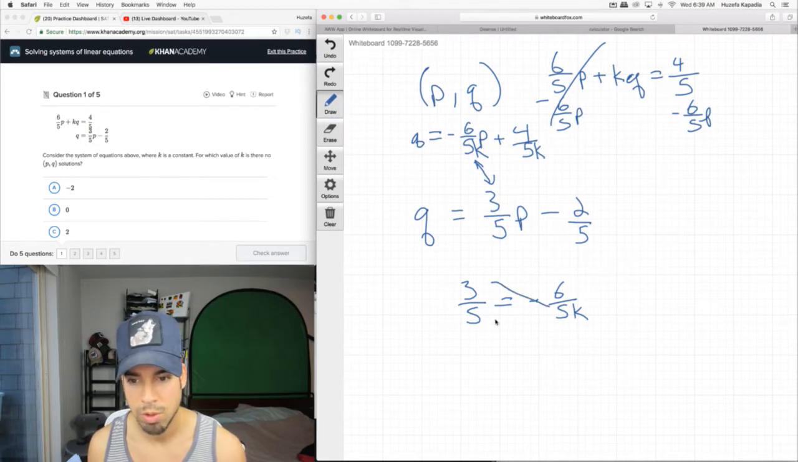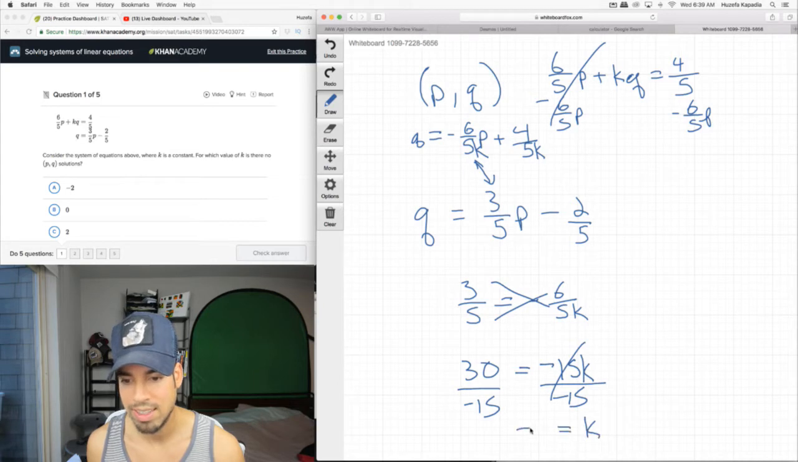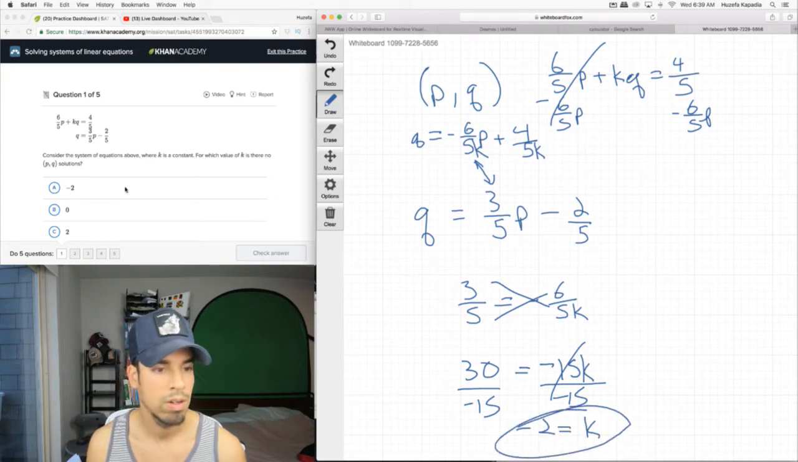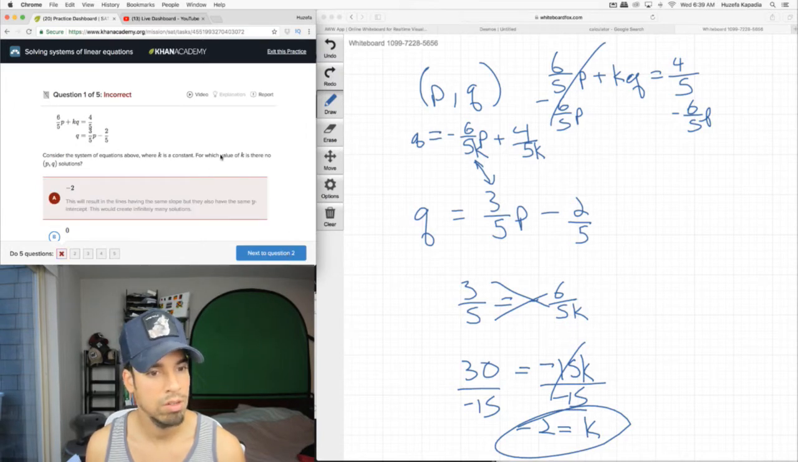So we're going to just cross multiply, and we got negative 15k over here. I'm going to keep the negative on this side, equals 30. 6 times 5 is 30. Divide by negative 15. Divide by negative 15. And we've got k equals negative 2. This should be correct. Uh-oh.